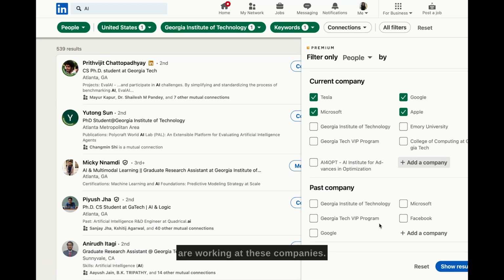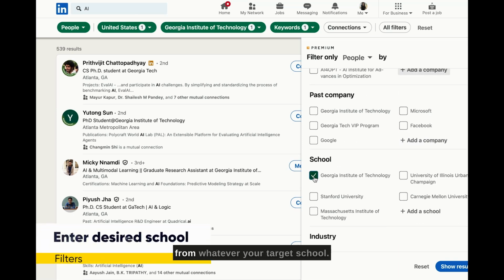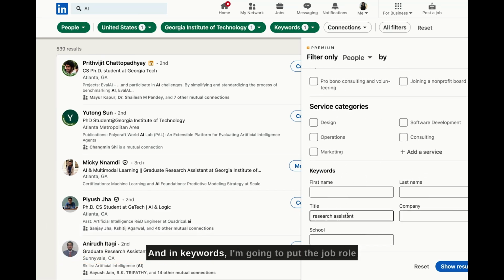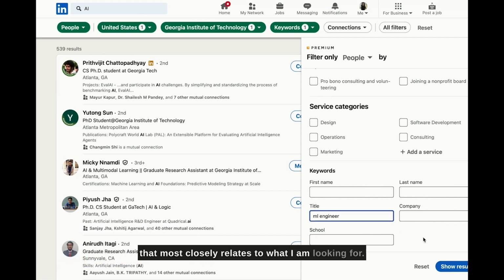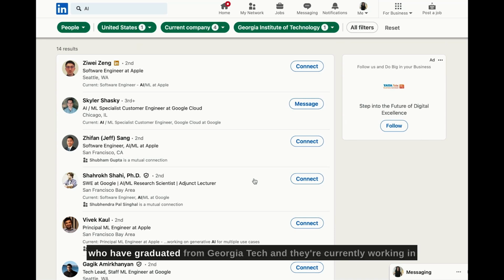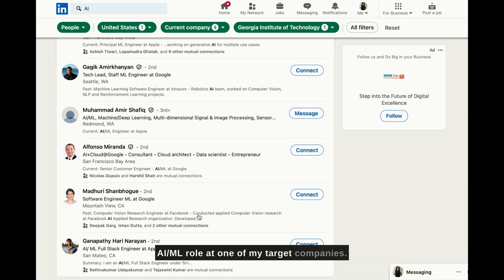I want to find people who are working at these companies and previously graduated from whatever your target school is. So let's look at Georgia Tech, and in keywords I'm going to put the job role that most closely relates to what I'm looking for. So let me put ML engineer here, and let's do a quick search. So I see 14 people who have graduated from Georgia Tech and they're currently working in an AI ML role at one of my target companies.